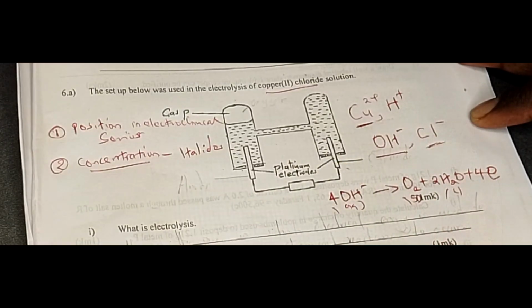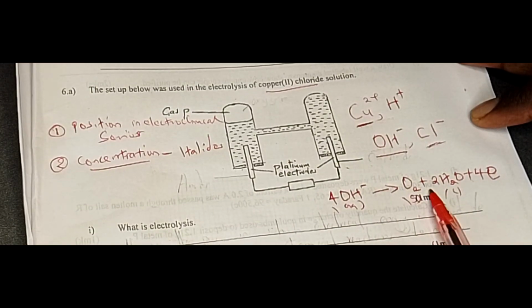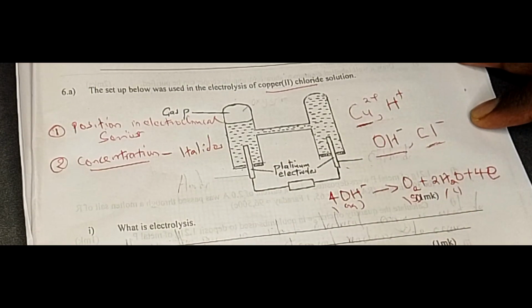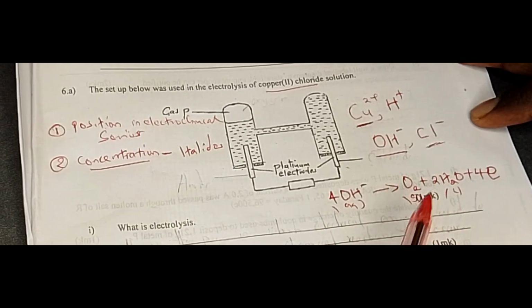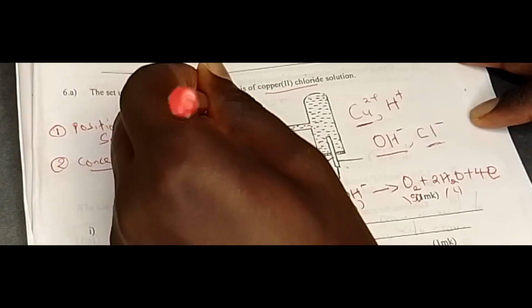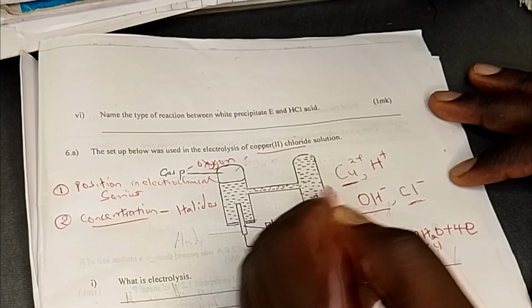So at the anode we are going to have the oxygen gas being produced, and at the cathode we are going to have the copper metal being deposited there. From the setup, you can tell which one is the anode and which one is the cathode. At the anode, we have the colorless gas, which is oxygen. Now this gas P is oxygen. Oxygen is going to be produced at the anode, and at the cathode, we are going to have the copper.